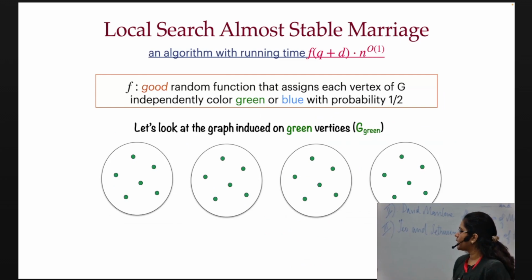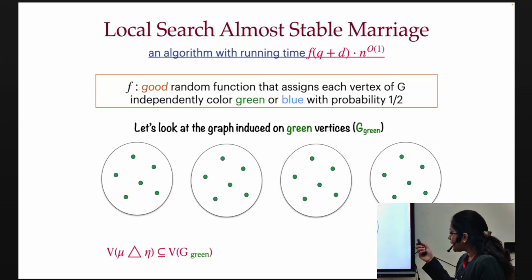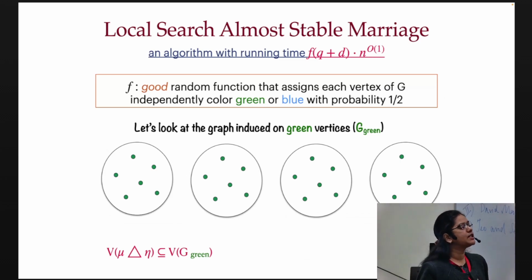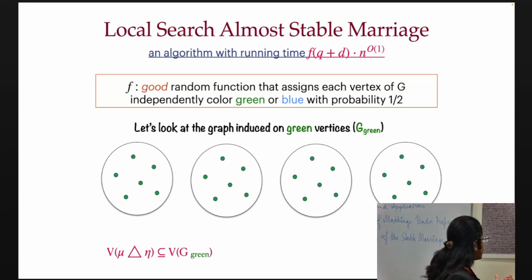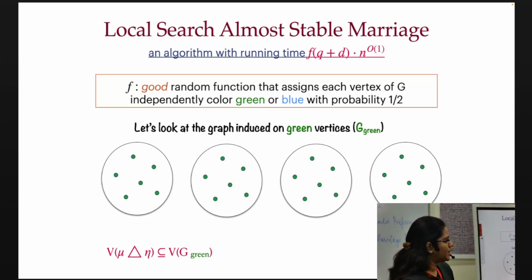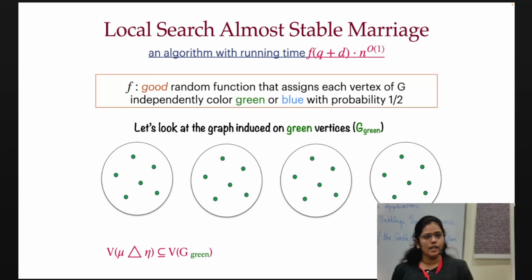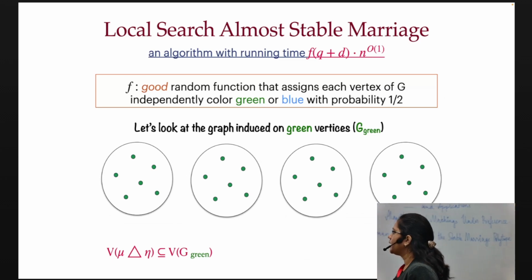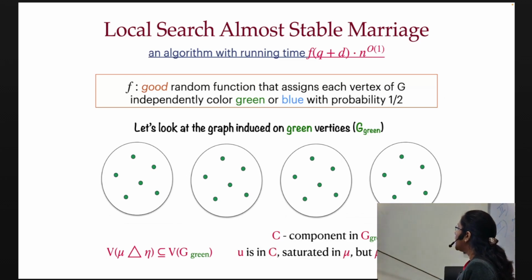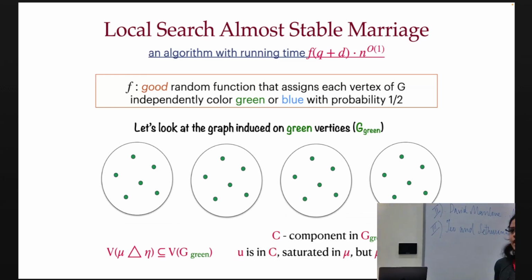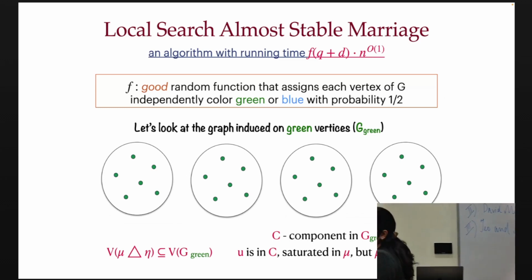We know that if f is a good function, then with respect to this good function, this mu symmetric difference eta is part of VG green, correct? Because this has been colored using green color. Now let us say C is a component in this. U is in this component. U is saturated in mu, but mu U is not in C.